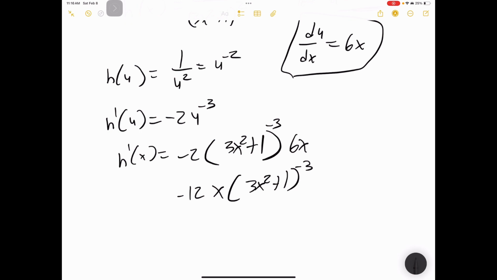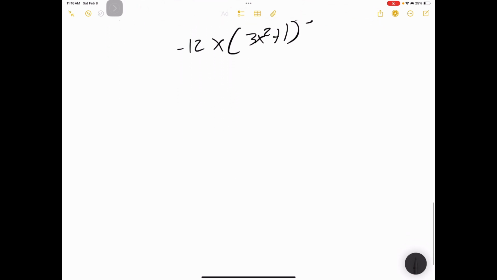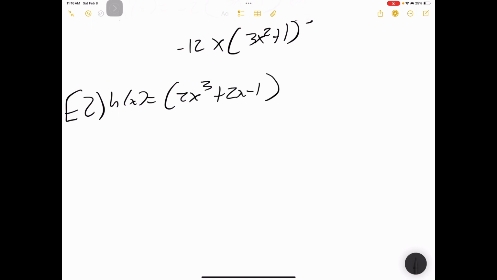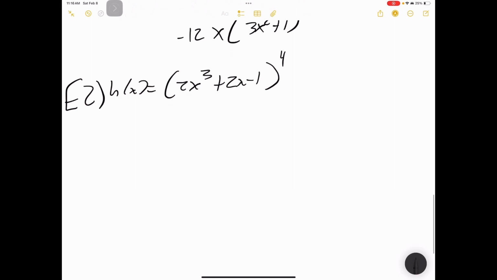If you're still confused, I definitely suggest trying a few examples. So let's do an example, maybe an easier example. This is going to be example 2. h of x is equal to 2x to the third power plus 2x minus 1, all to the fourth. And I'll show you how quick the chain rule can be.